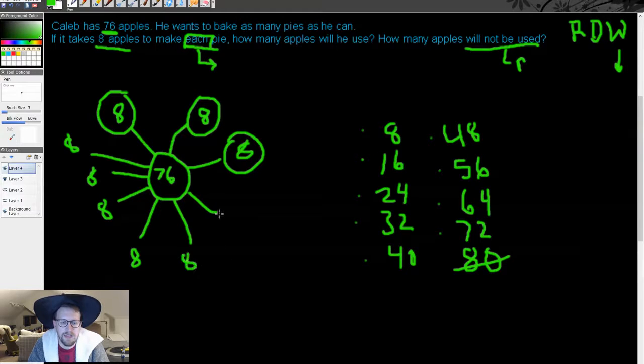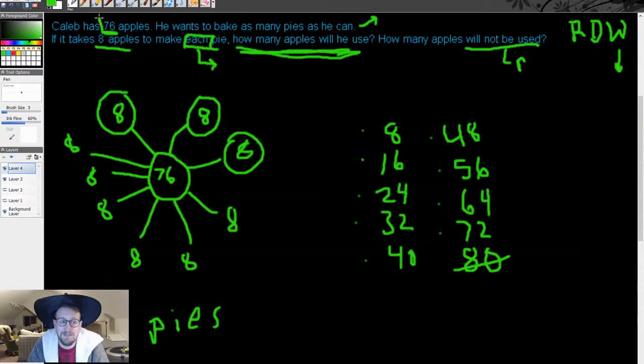Okay, so I've kind of answered the beginning part of this problem. It says there's 2 questions here. How many apples will he use? It does not ask me how many pies he can make. It asks me how many apples he's going to use, because he's made 1, 2, 3, 4, 5, 6, 7, 8, 9. He's made 9 pies. But how many apples did he use to make those pies?